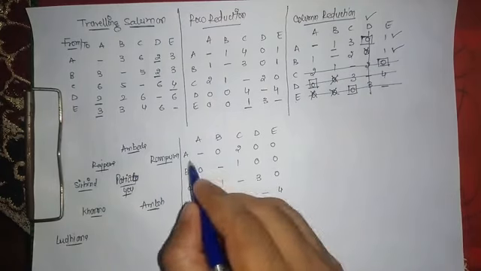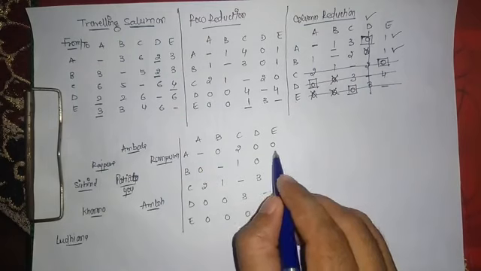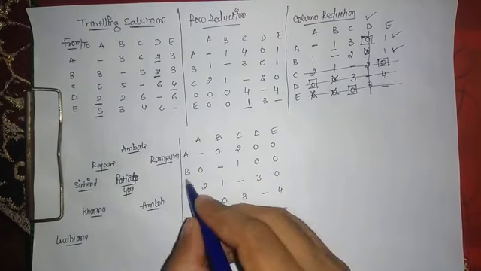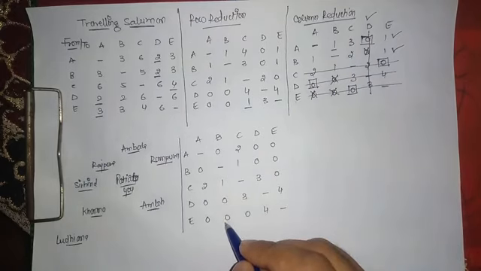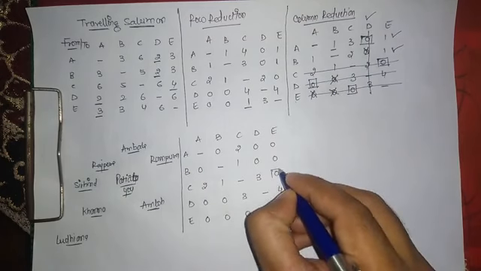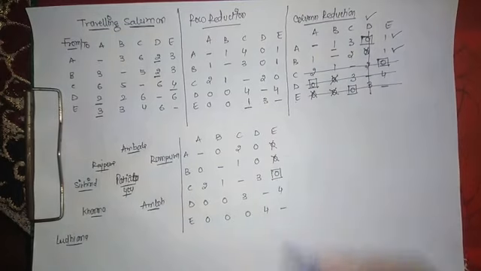So let's see, is there any single zero? No. Is there any single zero in the first column? No. Is there any single zero in the second row? No. Is there any single zero in the second column? No. Is there any single zero in the third row? Yes, here it is. So we are going to make an assignment to this, and we will cross every single zero corresponding to that assignment.